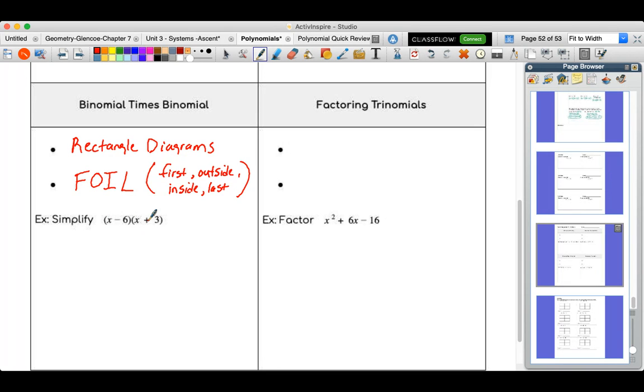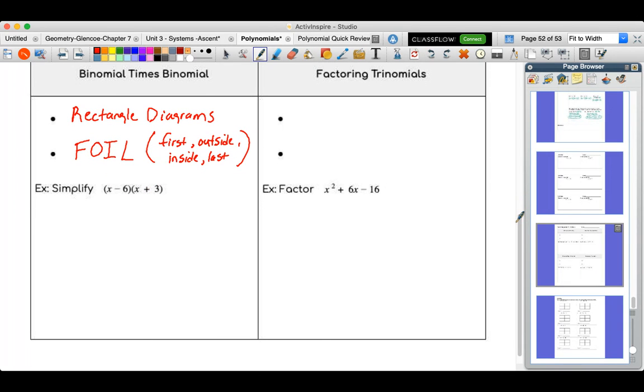So let's just do this one in 2 different styles. If you prefer the rectangle diagram, we'll diagram that out here. And I'm going to leave some space for you to do some other work later if you want to. So x minus 6 I'll put on top, and then x plus 3 I'll put over on the left side. Now you can do x minus 6 on the side if you prefer, and x plus 3 on top if you would like. But we're going to go this way.